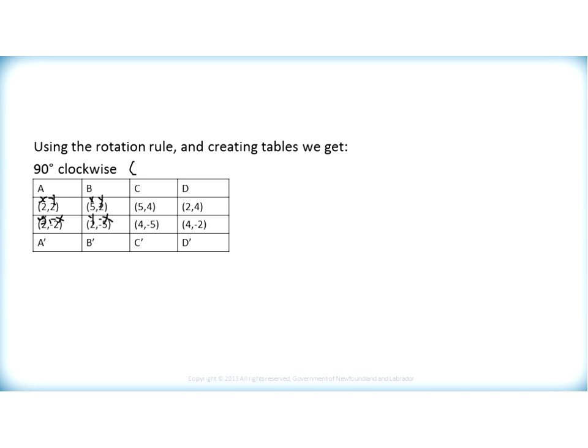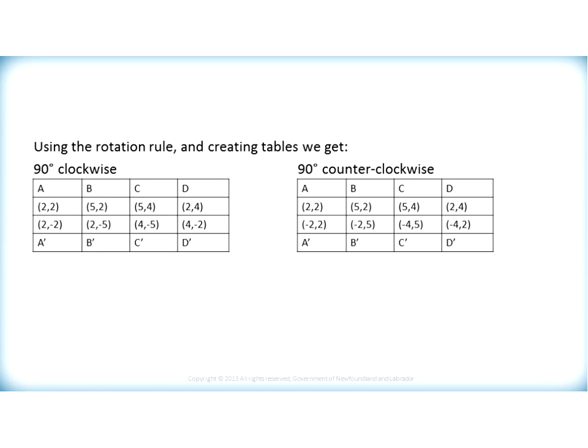The rule again is we start with (x, y). Our new point is going to be (y, -x). So if we're doing 90 degrees counterclockwise, I'll have to write this out every time. I'll leave it again till the end.